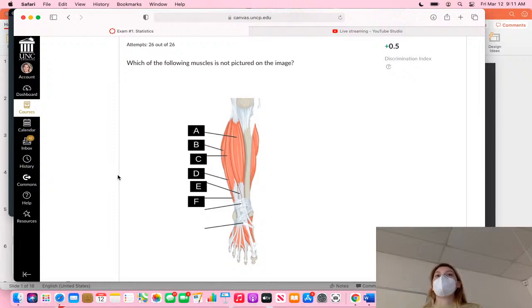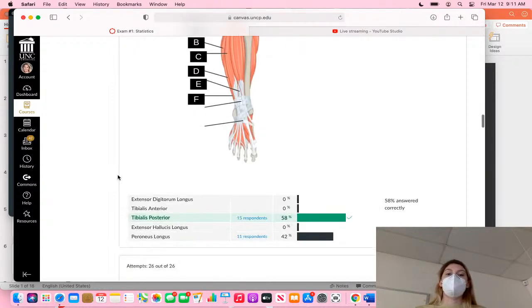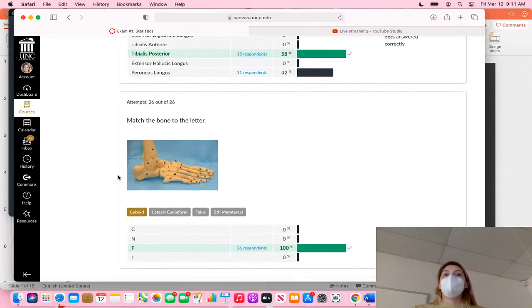Which of the following muscles is not pictured on the image? Pretty easy, because we know tibialis posterior is on the posterior side, so there's no way we would be able to see that. Peroneus longus you actually can still see on the side, but we know for sure we're not going to be able to see tibialis posterior, and we know that tibialis posterior is the deepest of all of the posterior muscles, so it's definitely not going to be there. Match the letter to the bone. Everyone got those right.